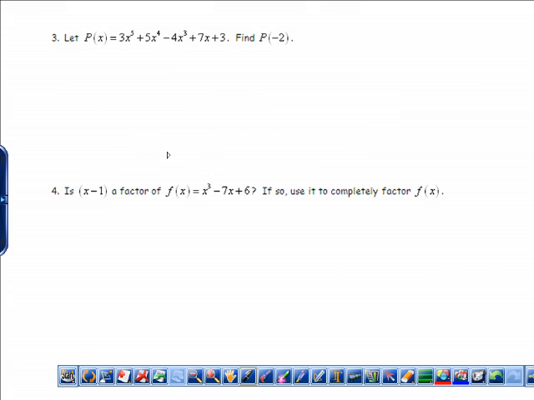All right, so let's look at number 3. This is asking us a question. Now, normally when you see something like this, you would want to plug in negative 2, and that is how you could find the answer. But now we have this other thing called the remainder theorem that may make this easier. All right, we're going to use negative 2, and we're going to do synthetic division.